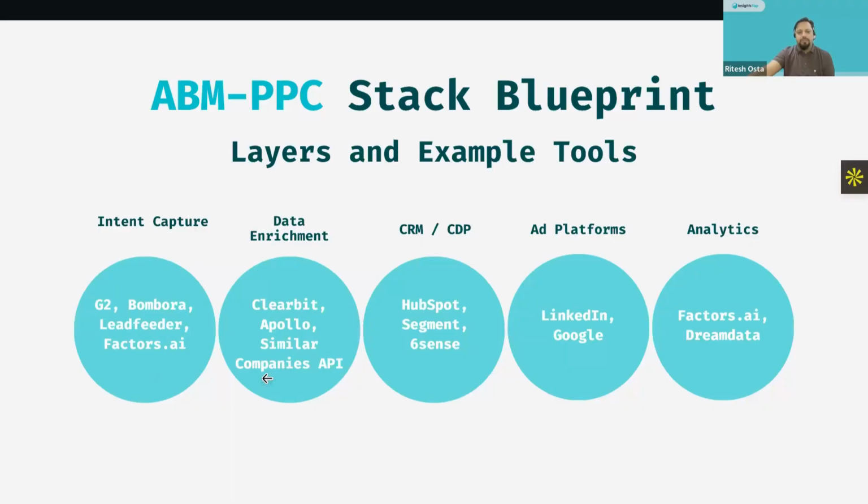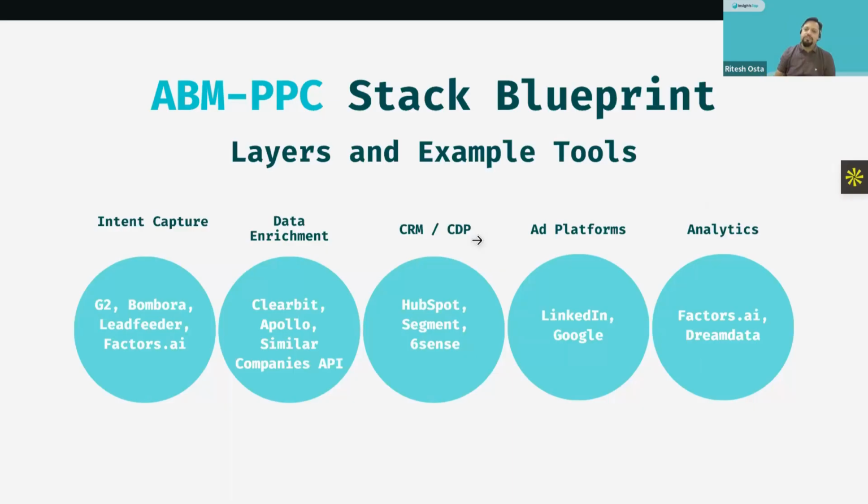Data enrichment system needs to be in place. Clearbit, Apollo, similar companies API, LinkedIn APIs, the Apollos and the ZoomInfos. That's another layer. Then the CRM and the CDP, HubSpot, Segment, Six Sense, whatever you're using. Push all the data here. So this needs to be built. Ad platform integration needs to be there. We generally work with B2B, so the focus is mostly on LinkedIn and Google, but it can be other platforms as well. And then always look for analytics, right?